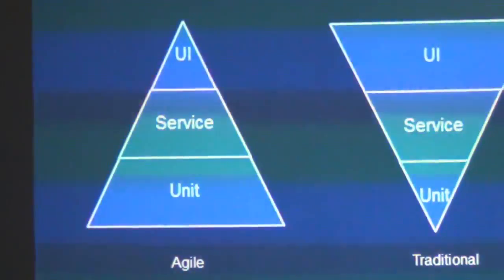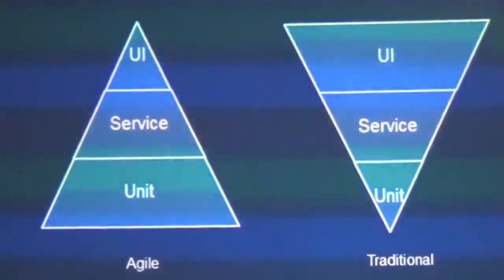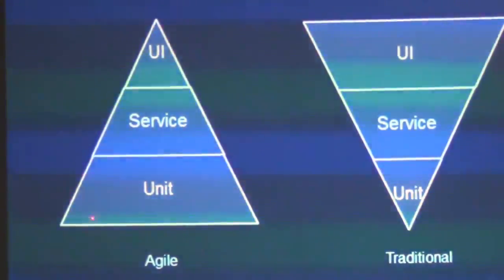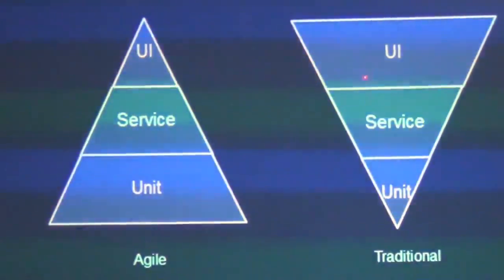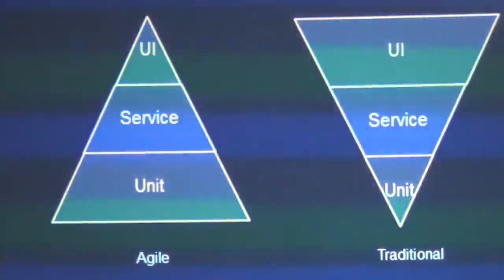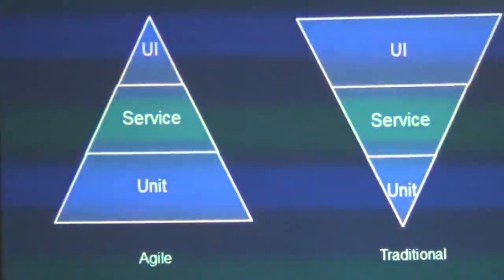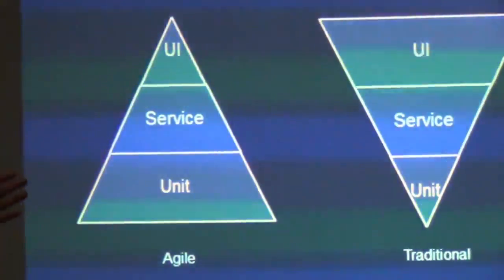A lot of the time, traditionally we have been investing too much automation at the UI level. Agile recommends that the maximum testing effort, maximum automation should be invested at unit level, not at UI level. So in Agile, when we talk about building quality in, we talk about reversing the automation pyramid, reversing the effort which we spend in various testing activities.